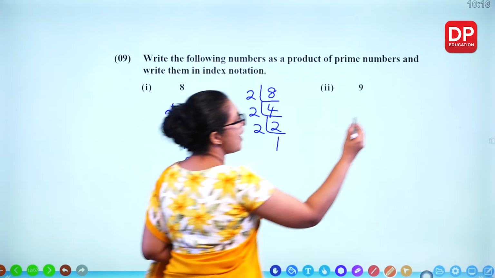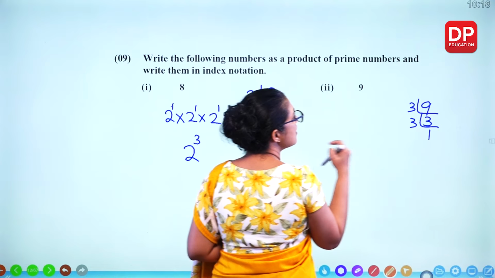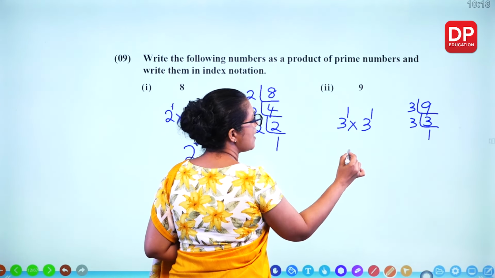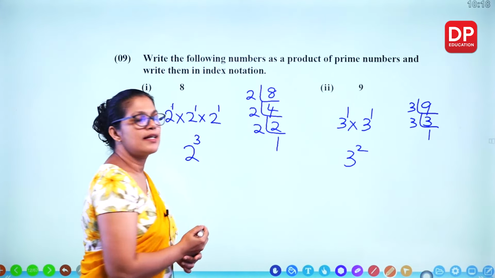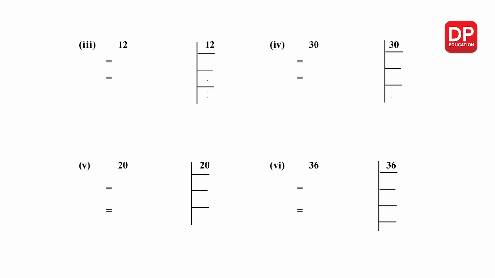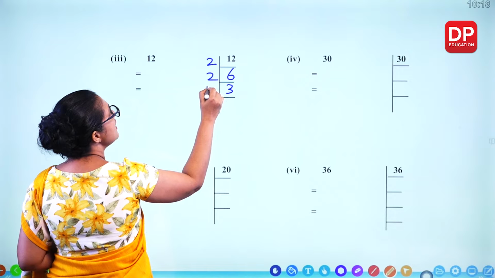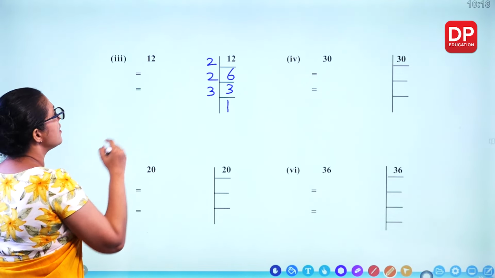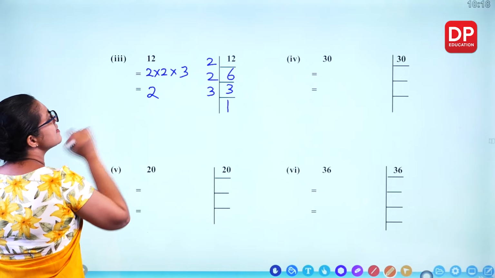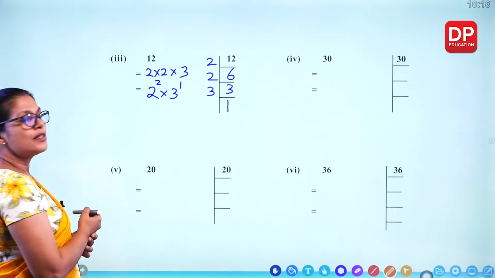9, how can you write? Take 9 and you can divide by 3. You get 1. So 3 times 3. 2 3's are there. You can write as 3 squared. 12. Find the factors. Divide by 2, 6. Divide by 2 again, 3. Divide by 3 again, 1. So you can write 2 times 2 times 3. This is same as 2 to the power 2 and 3 to the power 1.